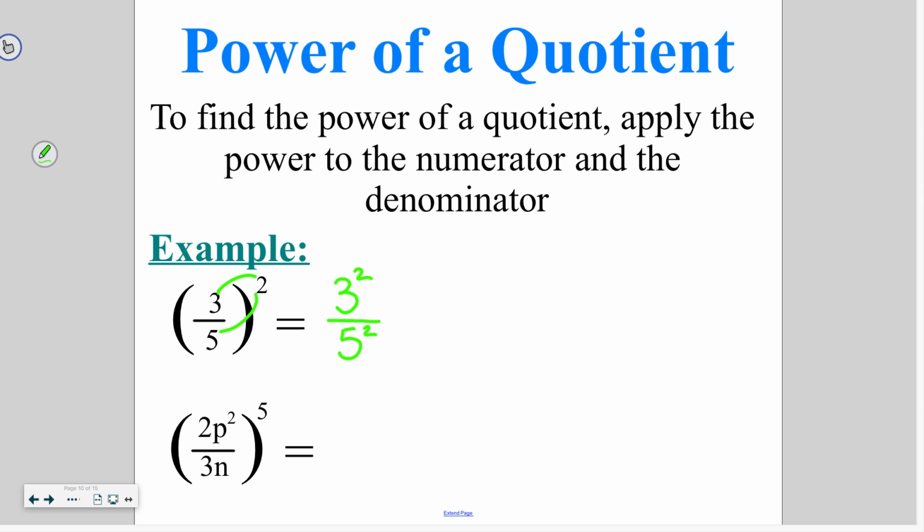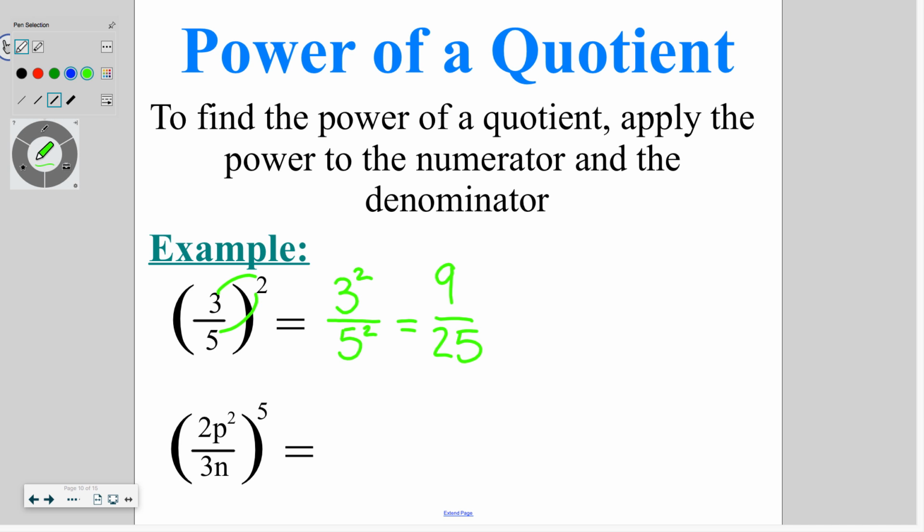Again, remembering if we have numerical values that we can solve, we want to solve those. So I end up with 9 over 25. If I come down here to this second example on the bottom, I need to distribute that in to each separate piece that we have going on here.